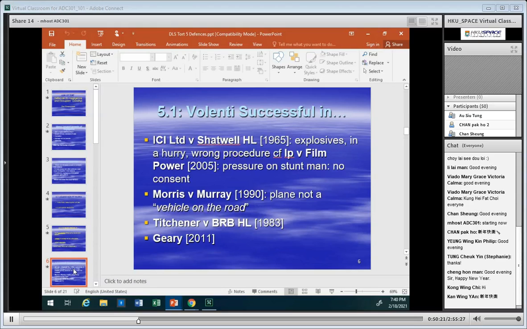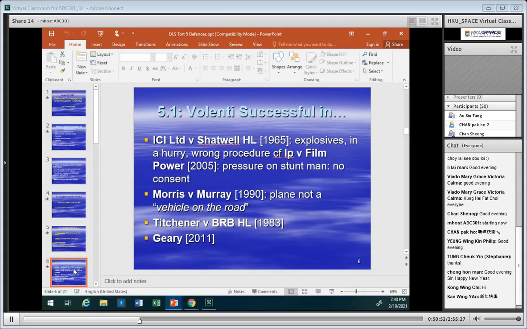the defendant pleaded Volenti, but the court disagreed. They said that there was not voluntary assumption of the risks. The plaintiff did not really consent to the risk because he would assume that all the necessary safety procedures had been put in place, but they were not put in place. The defendant had failed to provide adequate safety measures. So the defence of Volenti did not succeed in Film Power.